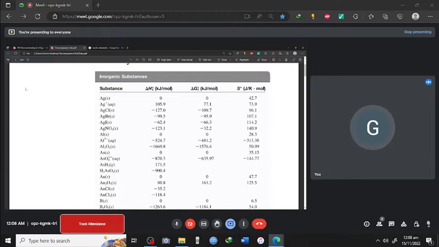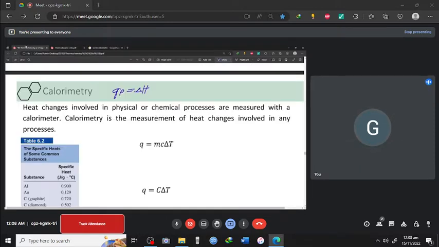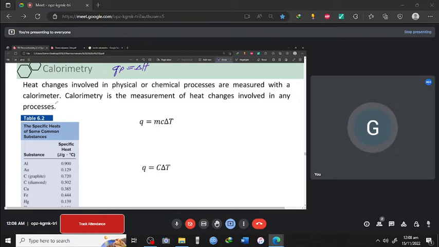Ginagawa yung calorimetry sa laboratory or ginagawa siya as way to experiment yung mga substances natin, and then malalaman natin yung energy. So, yung mga values na nandito is nanggaling sa calorimetry. Now, let us define what calorimetry is all about. Heat changes involved in physical or chemical processes are measured with a calorimeter. So, calorimetry is the measurement of heat changes involved in any processes. In calorimetry, we can actually calculate heat.